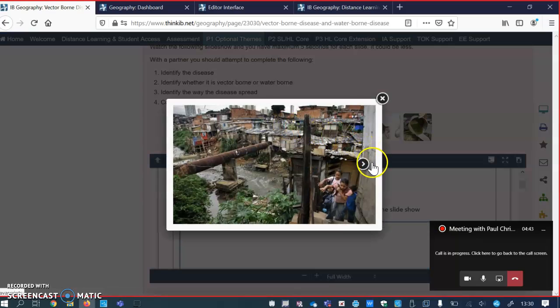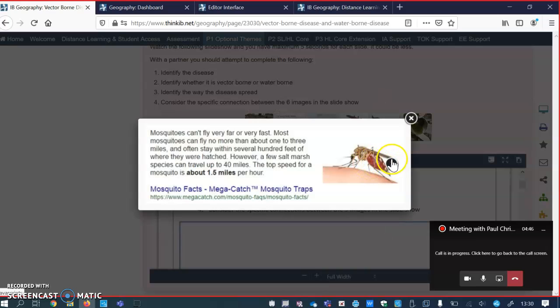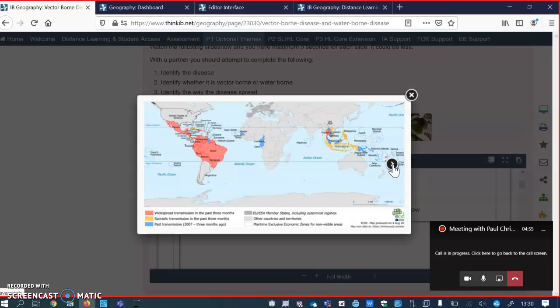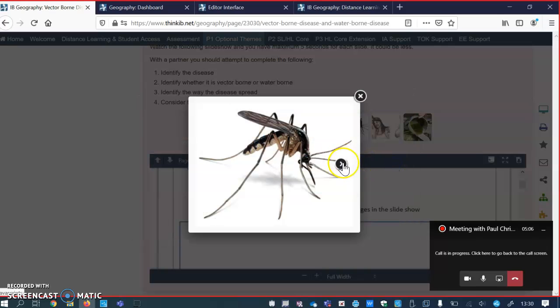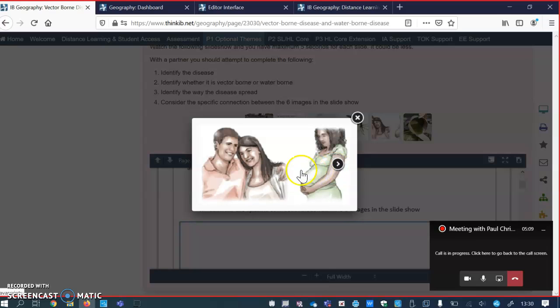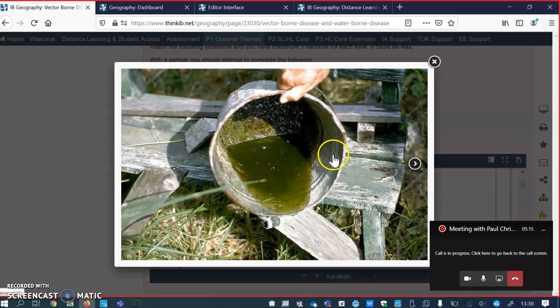So we saw this slum environment. We saw some of the distances which the mosquito travels. It travels only short distances from where it's hatched. We see the tropical climate and the areas that are affected by Zika virus, past transmissions and most recent transmissions, the mosquito itself, the problem with the unborn child associated with Zika, and this issue around stagnant water that gets stored in disused pots and litter in people's backyards.